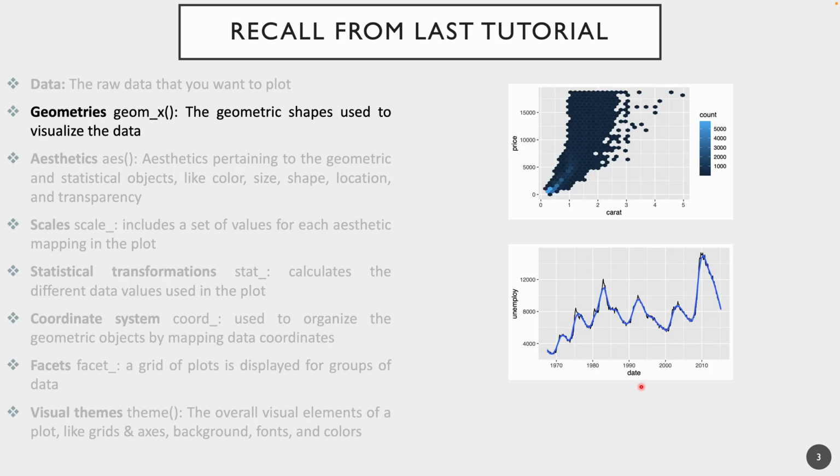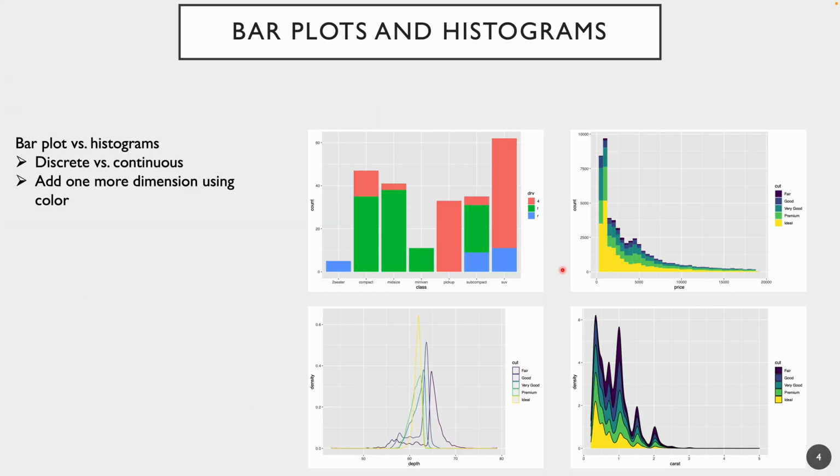As we described, geometries are a type of function to define the shape of the figures or the geometries we use to describe the data. Last time, we mainly talked about two different types of geometries. One is the point plots or the hexagons. Another one is different types of line plots, line curves. So today we will first talk about the bar plots and histograms.